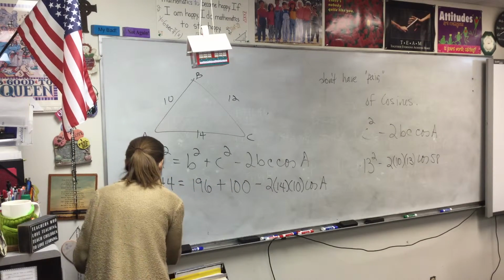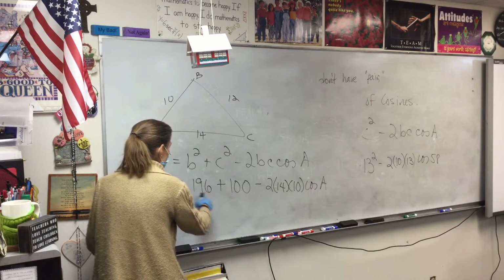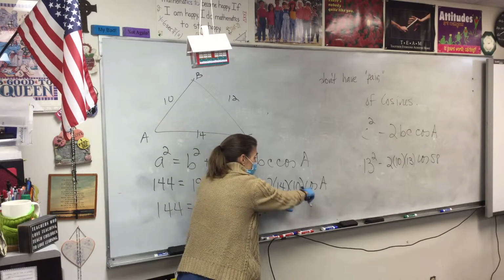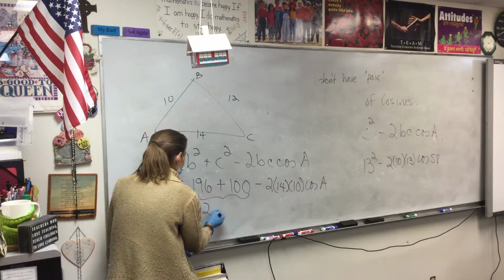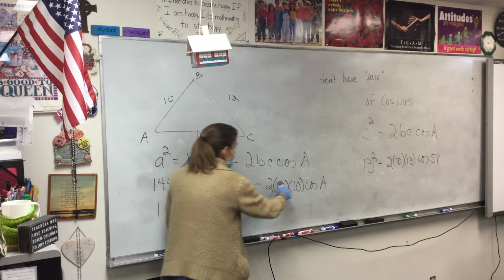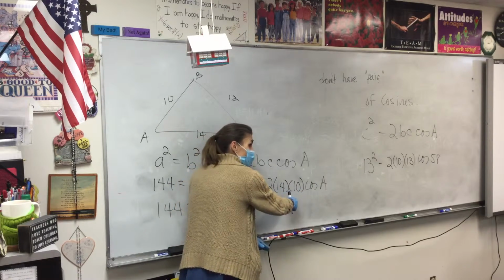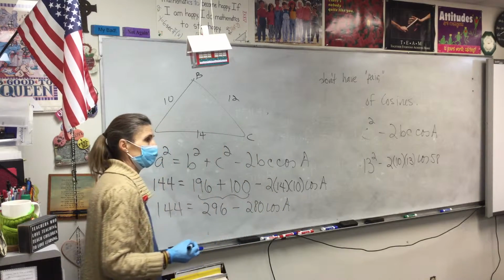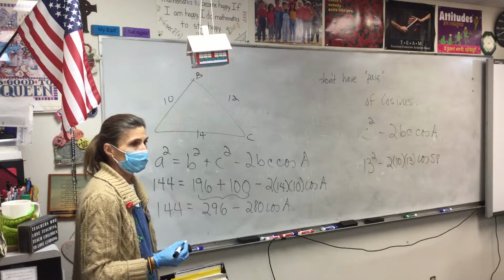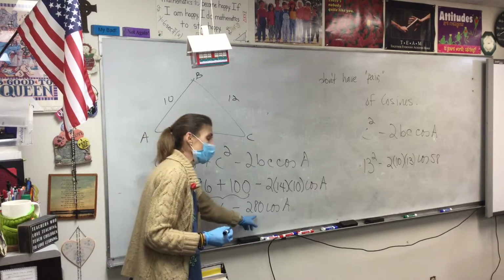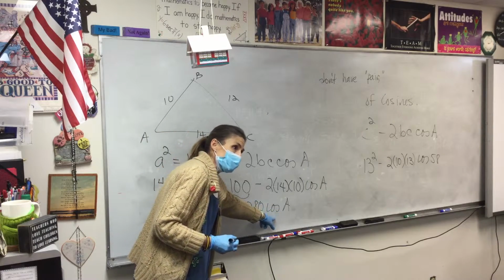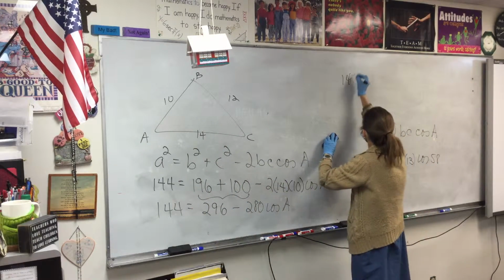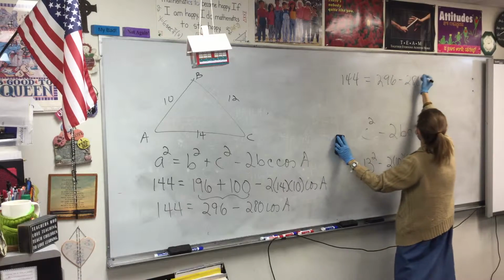All right, so let's do some arithmetic here. So 144 equals, okay, these two can be added. This cannot. This is hooked to a cosine A. That can't be added up, but these two can be. 296. These can be multiplied together, 2 times 14 times 10. So that would be 280. Now, kids always want to subtract these. That messes it up. These you cannot subtract. So here we are. We have 144 equals 296 minus 280 cosine A.